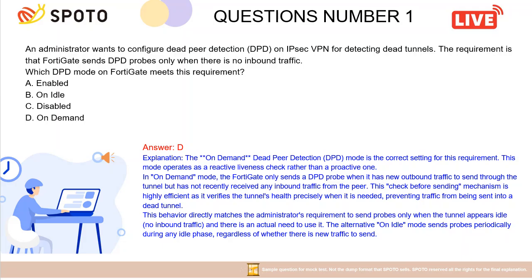This behavior directly matches the administrator's requirement to send probes only when the tunnel appears idle, no inbound traffic, and there is an actual need to use it. The alternative, on-idle mode, sends probes periodically during any idle phase, regardless of whether there is new traffic to send.